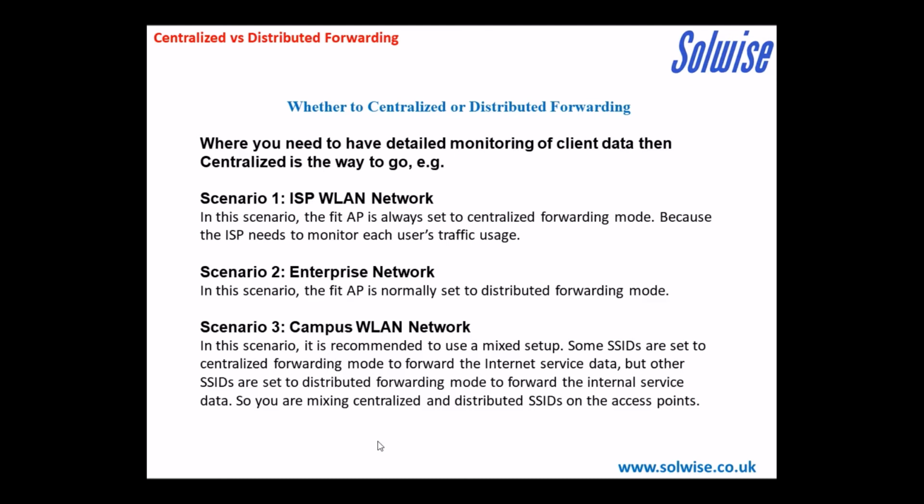And the third example we've got here is where you need to have two classes of users. That's, for example, a school campus or a college campus, typically an educational environment, or particularly a hotel environment, where you've got two classes of users: guest users for internet access, and staff users. In those instances, you probably want to mix the different modes. You probably want some SSIDs set up for centralized forwarding mode, for example, for forwarding internet service data, but you might want other SSIDs set in distributed mode, for example, for members of staff, or intranet or something like that.